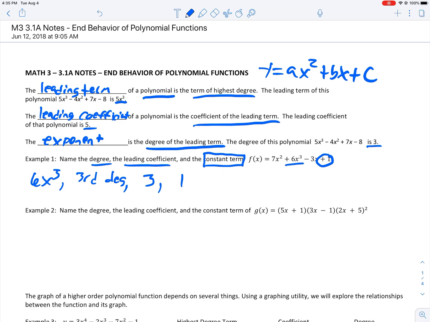So you have your leading term, it's third degree. The leading coefficient is 6. Not sure why I wrote 3. And the constant term is 1. And again, the main reason we're going to do this is that the degree and the leading coefficient are going to determine what we call our end behavior. We're going to get to that a little bit further down in the notes.